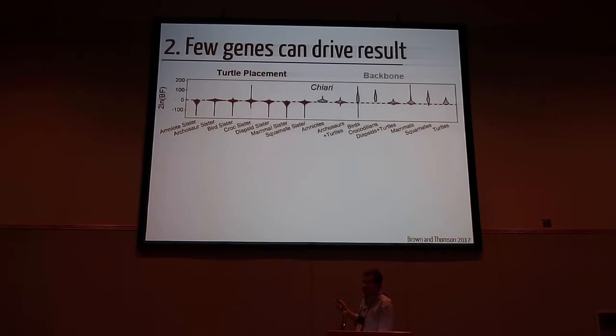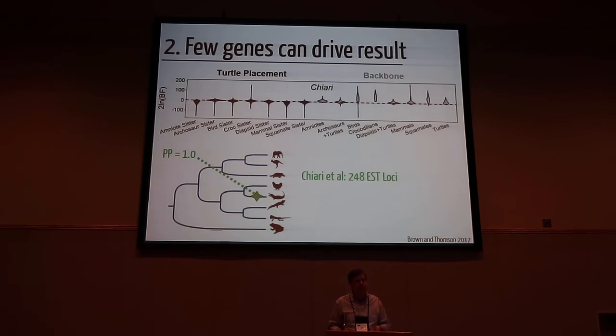If we have to pick some that look best, if we want to make a guess at this point about where turtles go, it looks like the most positive ones are turtles sister to archosaurs, perhaps turtles sister to crocodilians, or maybe sister to birds, but this is pretty nuanced, teasing things apart. There's no clear signal. Okay, so if we take this data set, this is the EST data set made up of 248 loci, published by Chiari et al. If we just concatenate those and get a tree, this is what we get. Turtles are sister to crocodilians with a high posterior probability.